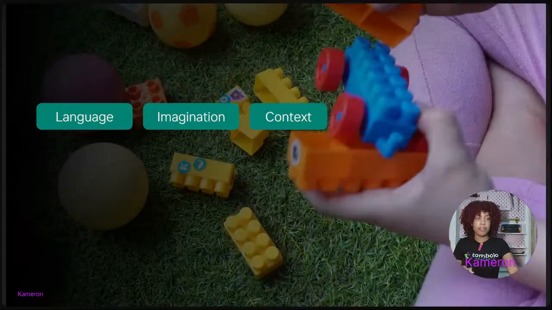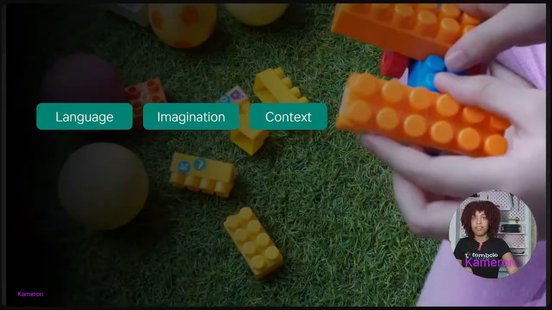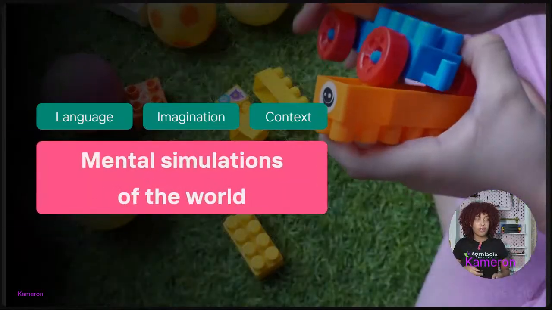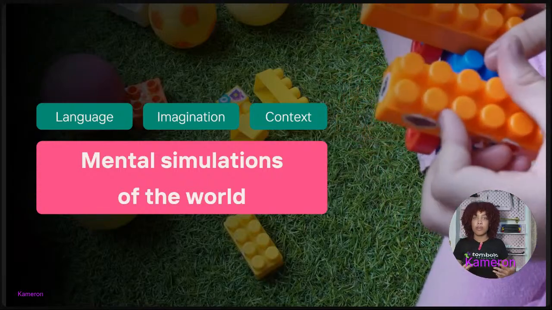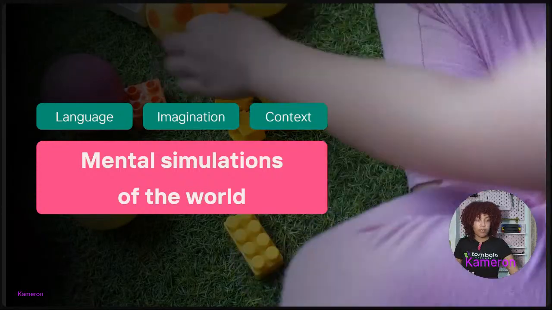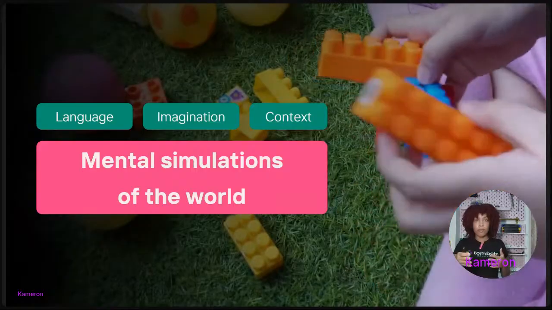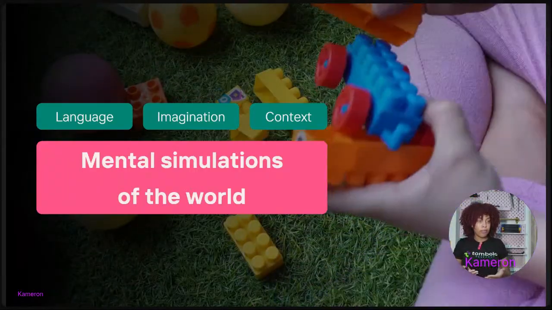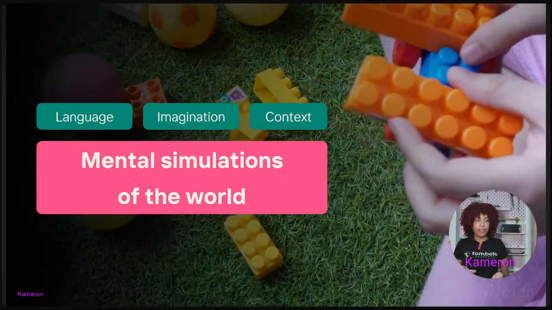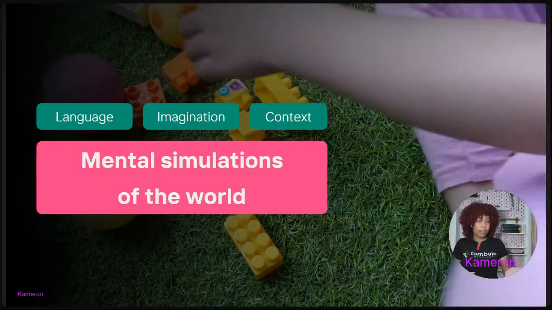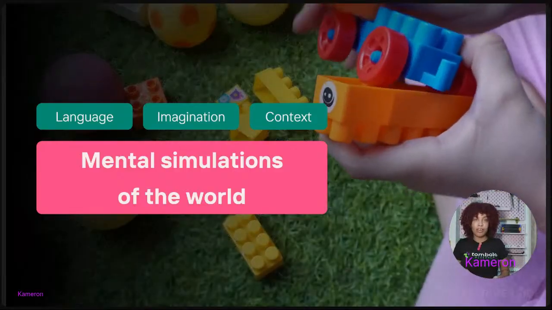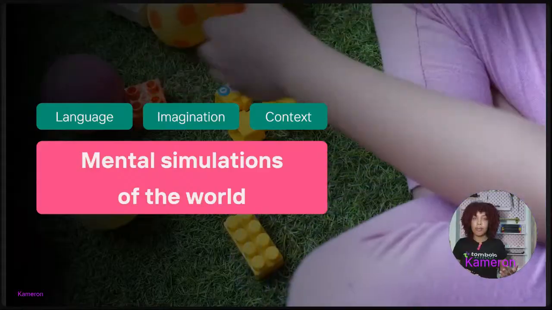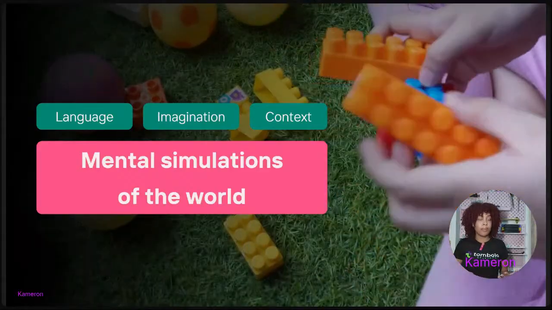So all of these things, language, imagination, context, I'm missing a lot, but this is just the top three. All of this gives us our own mental simulations of the world. So you're able to think through scenarios before they even happen. You can think through the consequences of things. For example, the little one playing with the blocks in the background knows if she drops it, it's going to fall. That's the consequence of not putting the block on properly. So there are different ways you can think through situations that an AI model, or should I say an LLM, won't be able to do.